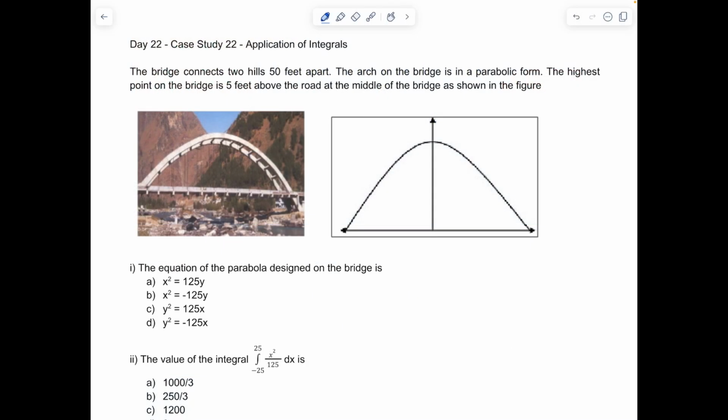The question goes like this. The bridge connects two hills 50 meters apart. The arc on the bridge is in a parabolic form. The highest point on the bridge is 5 feet above the road at the middle of the bridge, as shown in the figure. So let's mark these details in the graph.